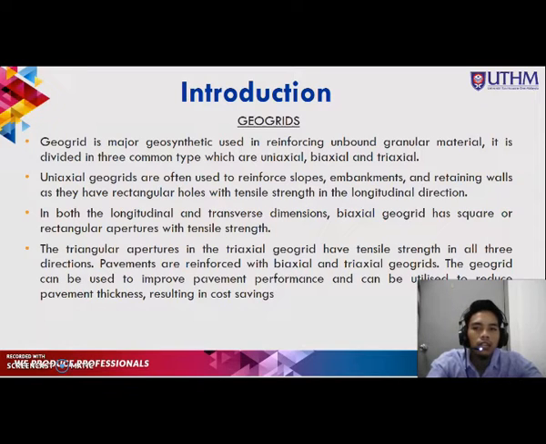In both the longitudinal and transverse dimensions, biaxial geogrid has square or rectangular apertures with tensile strength. Next, the triangular apertures in the triaxial geogrid have tensile strength in all three directions. Pavements are reinforced with biaxial and triaxial geogrid. Geogrid can be used to improve pavement performance and can be utilized to reduce pavement thickness, resulting in cost saving.